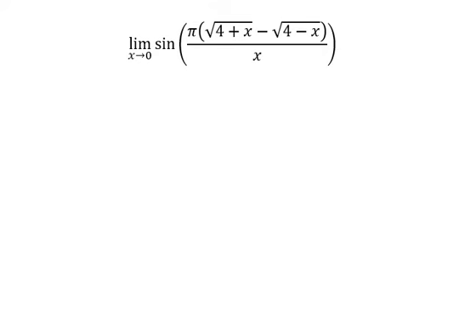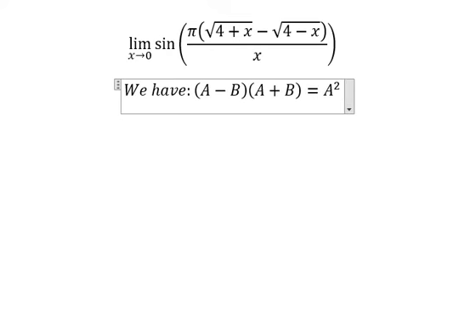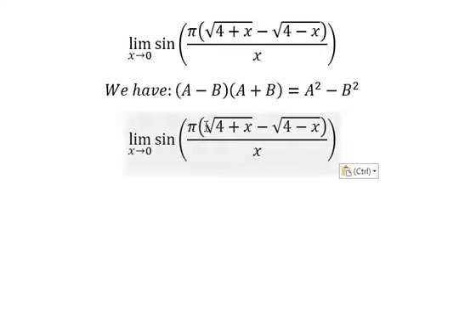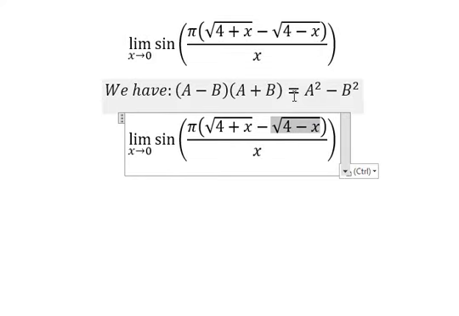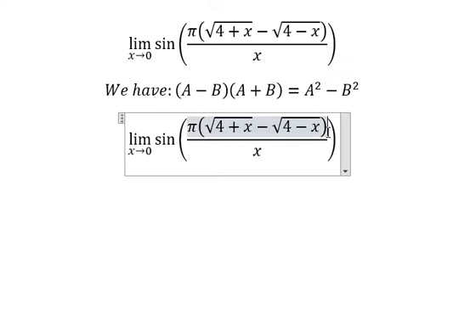We have the formula in here. That is (a minus b) multiplied by (a plus b) equals a square minus b square. So we have a minus b. We want to cancel the square root, so we need to have the power 2 in here. To create the power 2, we need to multiply by a plus b on the numerator and denominator. So that should be like this.